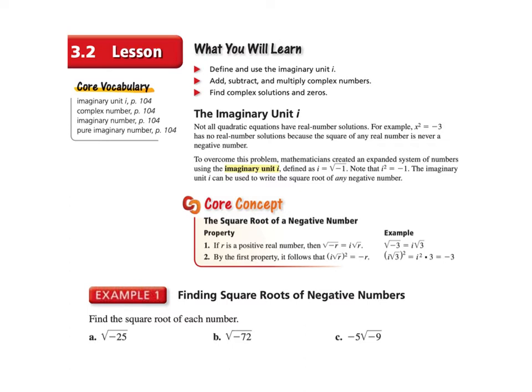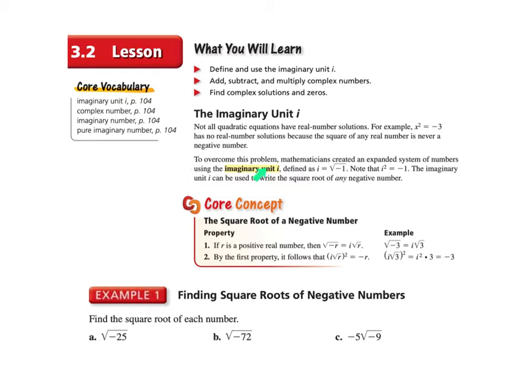So we run into a problem, right? When we're solving x squared equals a negative number, we basically have to quit because we can't do that. Nothing squared will give us a negative number. So in a way, we say this has no solution, and it's true. It has no real solutions, okay? Not all quadratic equations have real number solutions because the square of any real number is never a negative number. We know that. We're not allowed to do that, are we?